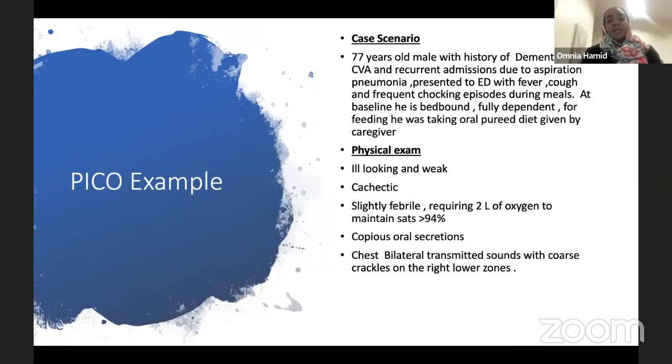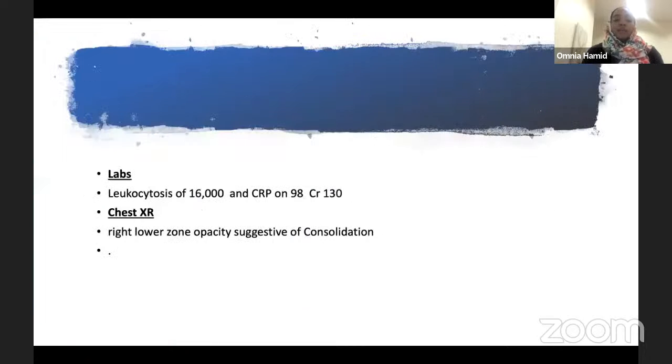On physical examination, he was ill-looking, weak, cachectic, and slightly febrile, requiring 2 liters of oxygen to maintain his saturation above 94%. He has copious oral secretions. On his chest, he has bilateral transmitted sounds with coarse crackles at the right lower zones. His labs showed leukocytosis, high CRP, and slight AKI, creatinine 130. His baseline was normal. His chest X-ray showed right lower zone opacity, suggestive of consolidation.